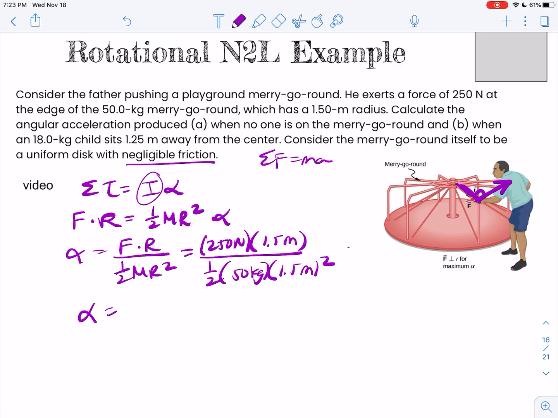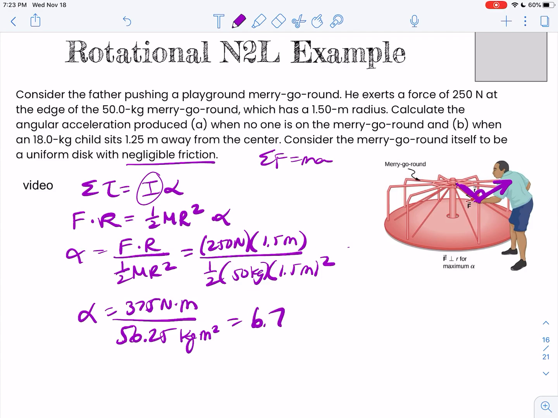times 1.5. So on the top, I'm going to have 375 newton meters. That's the torque. And then 0.5 times 50 times 1.5 squared. On the bottom, I have the rotational inertia of 56.25 kilogram meter squared. So 375 divided by 56.25 is about 6.7.